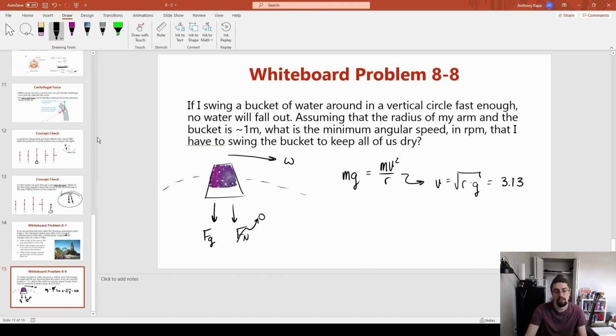Why the normal force points down? Because if I'm looking at the forces acting on the water, that is the force of the bucket on the water. Or the other way to think about this, if you're looking at the bucket, whether the bucket would continue going in the circle, I'm more focused on the water because that's the thing that actually spills out if I mess this up.